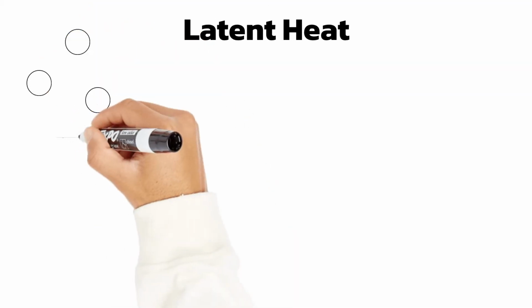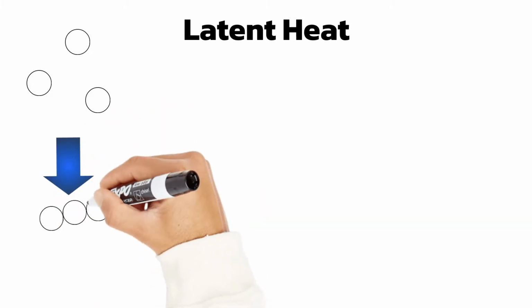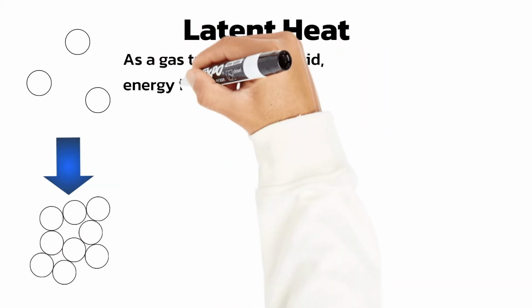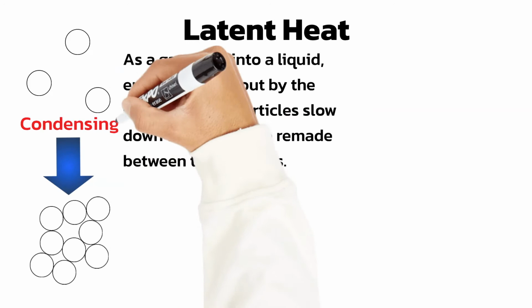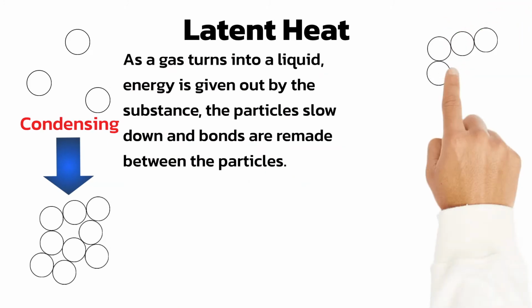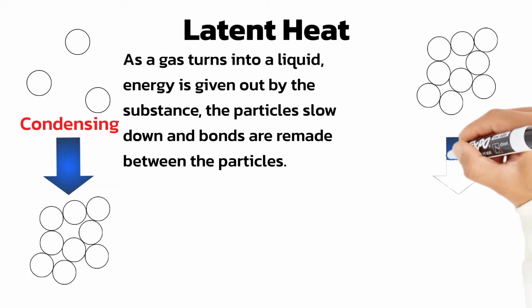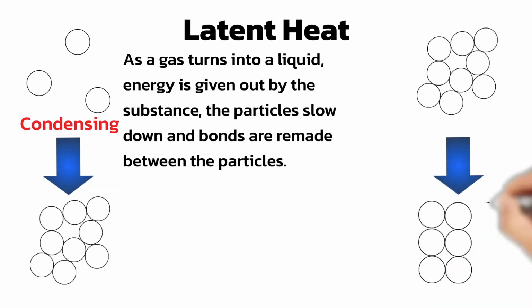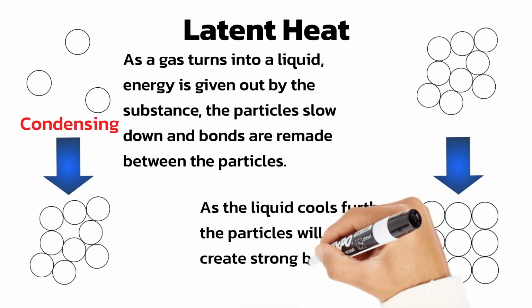As a gas turns into a liquid, energy is given out by the substance. The particles slow down and bonds are remade between the particles. This is called condensing. As the liquid cools further, particles will eventually create strong bonds and turn back into a solid. This process is called freezing. As with the other changes of state, the temperature remains constant during the change.